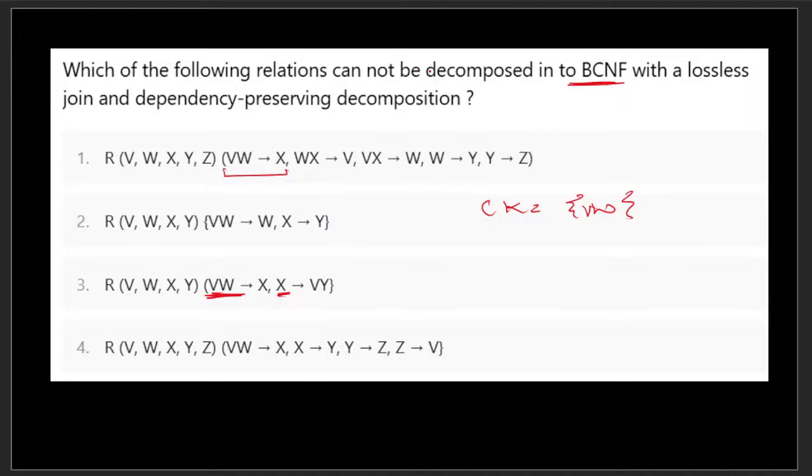They are asking which of the following cannot be decomposed. So this cannot be decomposed, these functional dependencies. Because VW is a key, WX it can, after that VX it can, W itself can, and Y. If you check the options, you will get what I am saying, right? So that is why 3 is the correct answer here. So everyone understood? Whenever you see BCNF or any kind of decomposition, first try to get the CK.